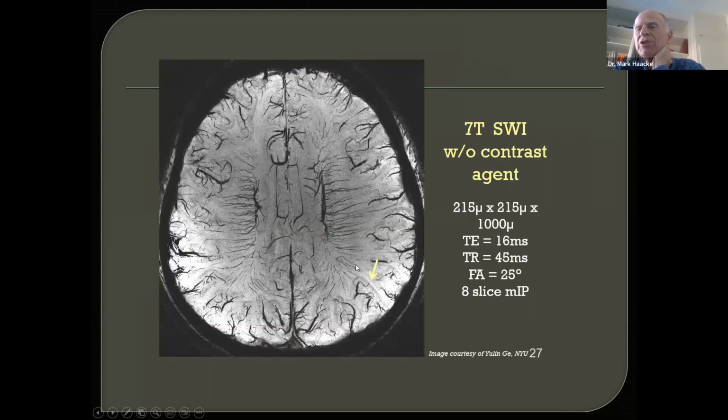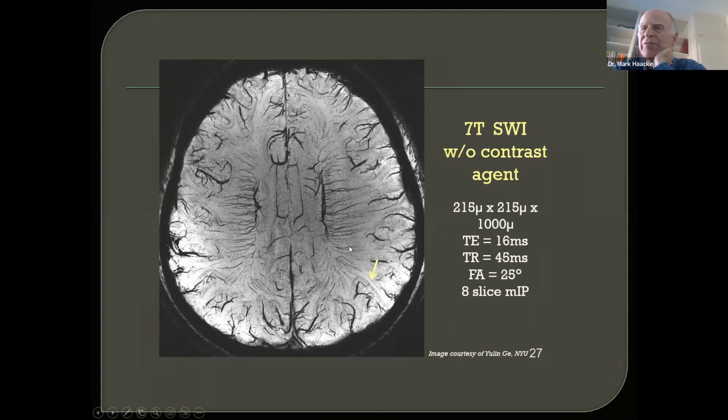Now, one exception to that rule is using SWI with very high resolution at high field. Here we have some data showing an in-plane resolution of close to 200 microns by 200 microns. And the interesting thing about SWI is it can see things 4 times smaller than a voxel. So here you can see all the medullary veins, which I believe are very important for MS patients.